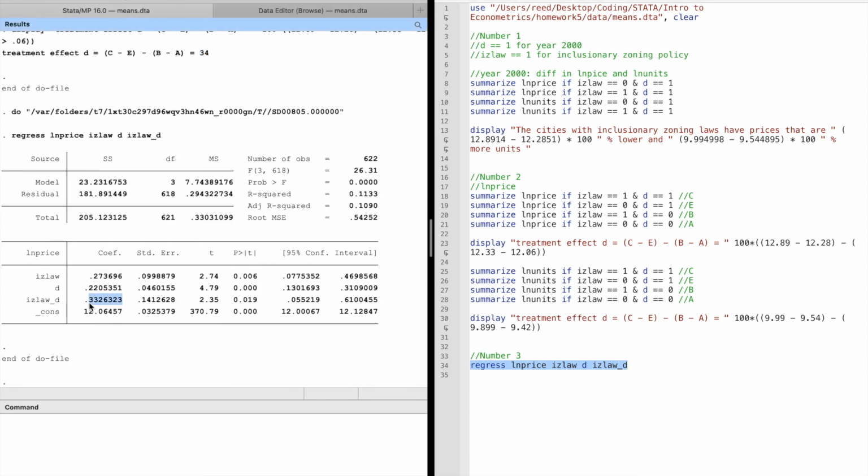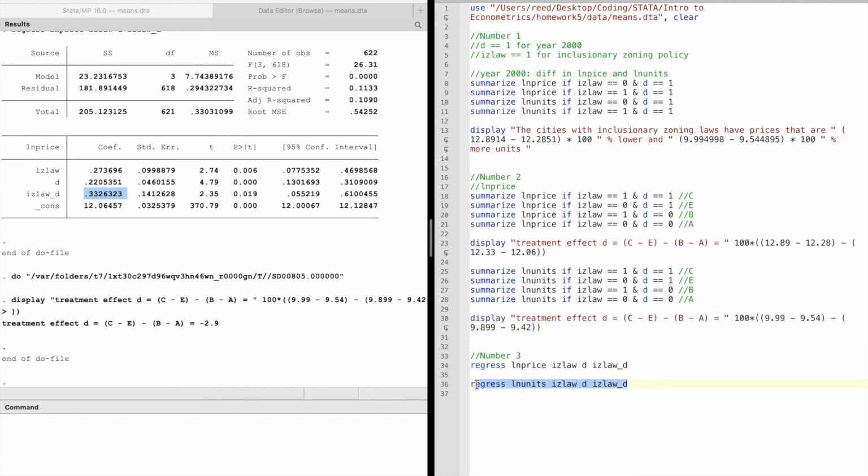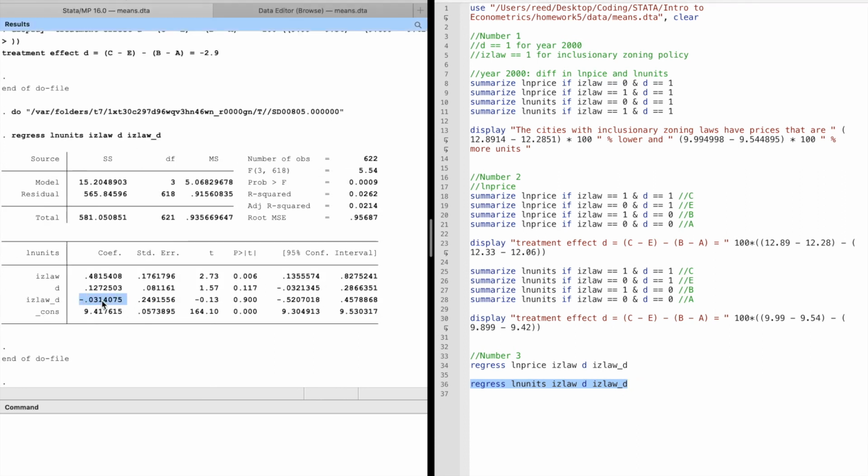And when we run this, we get 0.332. So this is just based off of how many significant digits I used earlier. But that's basically replicating what we did earlier in the form of a regression. And then we can do this for units. And we should get the negative 2.9% as the coefficient, as the treatment effect here, and negative 3.1%, so pretty close again. So here is just showing you that you can do this either by the comparison of means or by a regression. You still get the same differences in difference treatment effect.